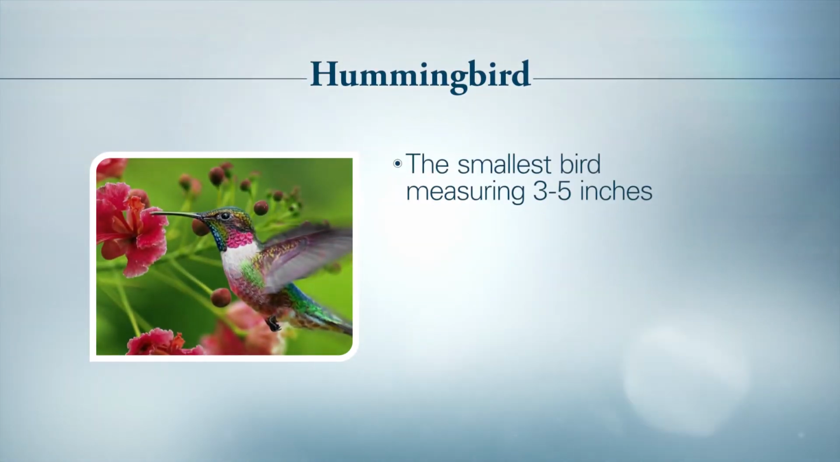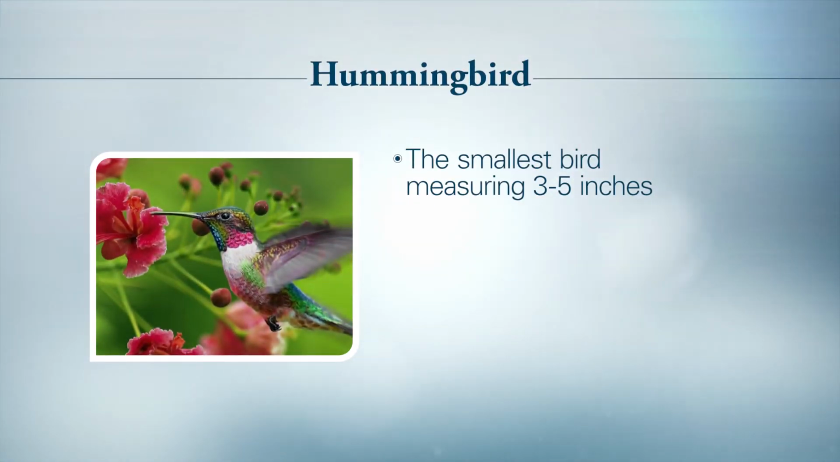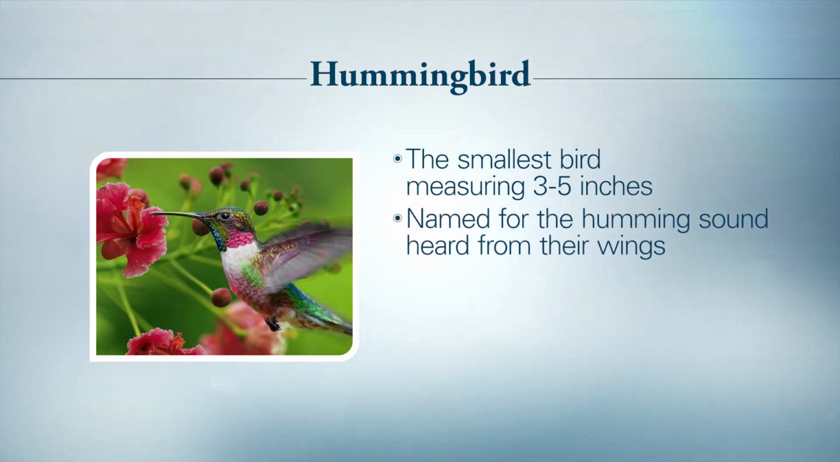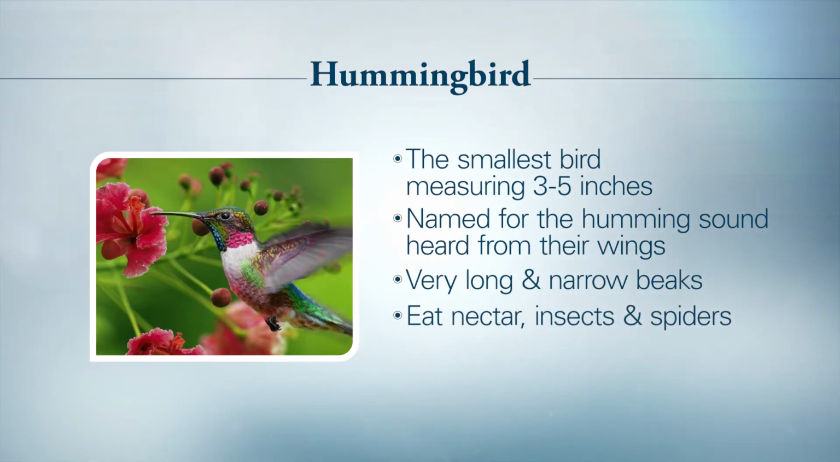The hummingbird is the smallest of birds, measuring from 3 to 5 inches. They got their name because of the humming sound that is made when they flap their wings rapidly. Their beaks are very long and narrow, longer in proportion to their bodies, which makes it easier for them to probe deep inside flowers. And yes, you guessed it, they're searching for the nectar inside the flowers.